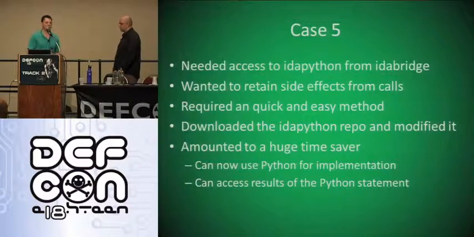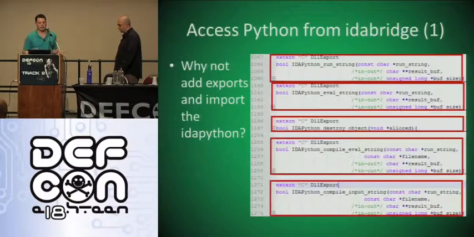But in order to use IDA Python with my plugin, I would have to use an external language call. And once I do the external language call, I don't actually get the side effect of when I ran my command. So what I really wanted was to be able to load IDA Python, the IDA Python DLL or the module, into my code so that I could actually make those function calls. But IDA Python doesn't really allow this naturally, so I had to go through and add my own exports.